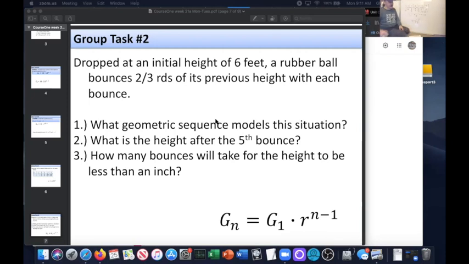Anything that can bounce. So you have a situation here where after each bounce, the ball goes only 2/3 up from its previous height. So that means whatever height it was before is now 2/3 times that height. And then we're going to answer these questions in a minute. Well, let's go ahead and model this real quick.